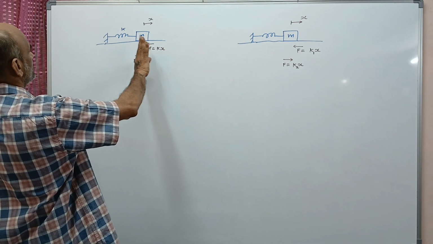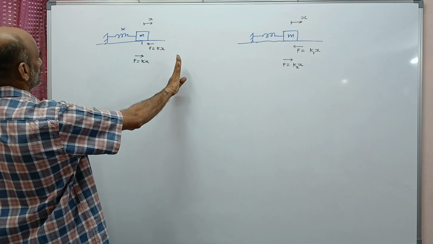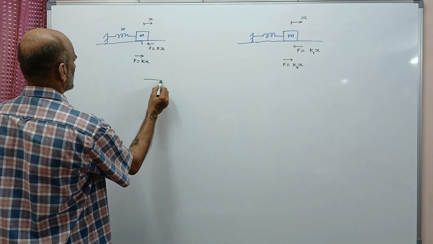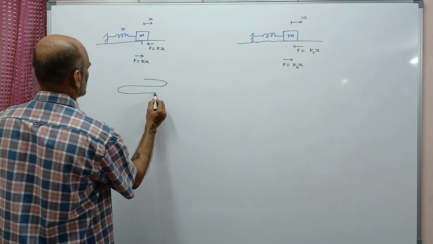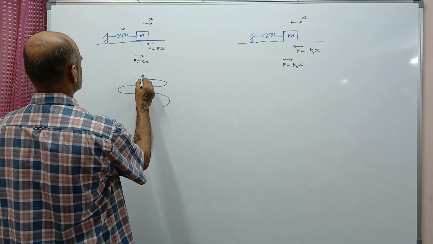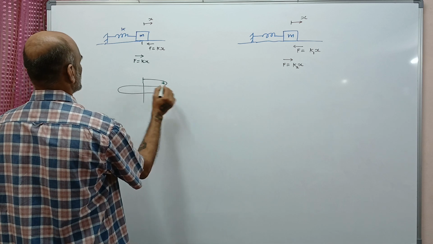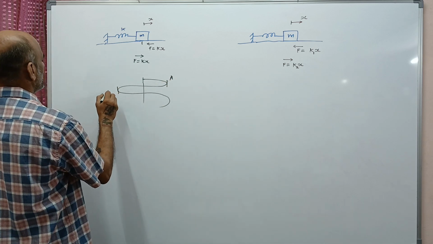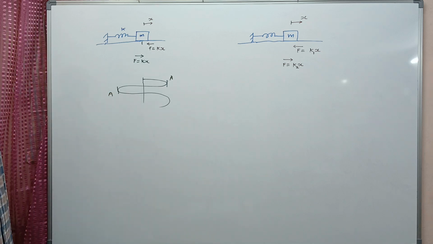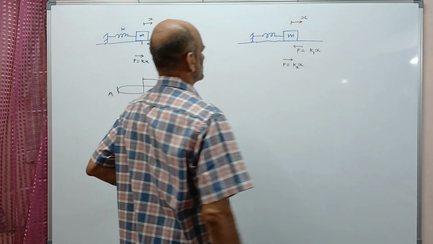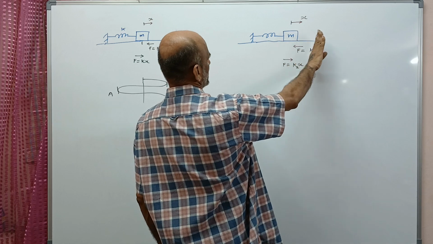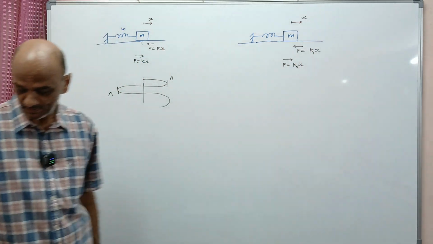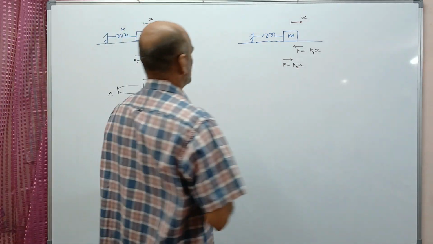So this system, if I pull the block to a distance and leave it and it starts oscillating, the oscillations will look like this. It will be symmetric about the mean position. It will reach an amplitude A on this side and A on the left side. Now what will happen to this system if I try to stretch this mass by an amount and then leave it? It will start oscillating. But since the spring constant is different, it won't be symmetric like this.